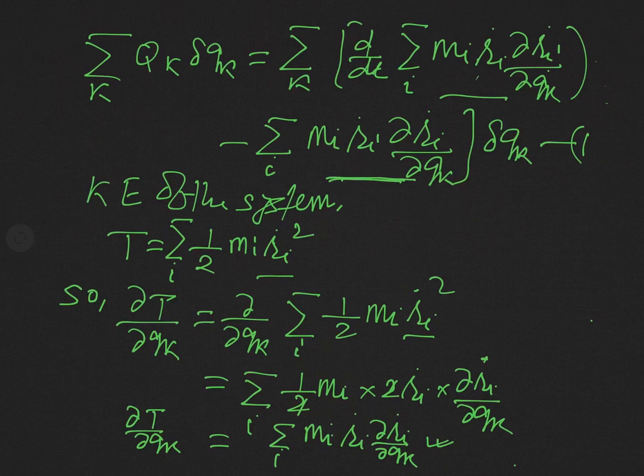And see here, in equation 1, this term has been transformed in terms of the kinetic energy of the system. This term is the same as this term. Now we will differentiate this kinetic energy of the system with respect to the generalized velocity, that is, qk dot.